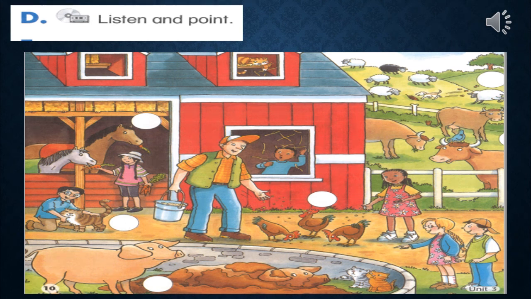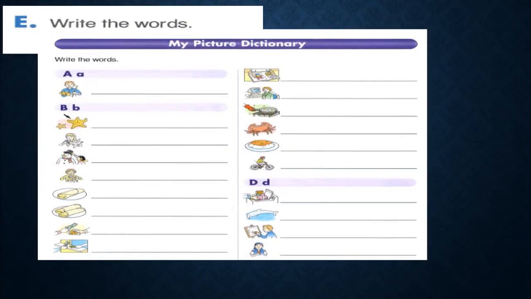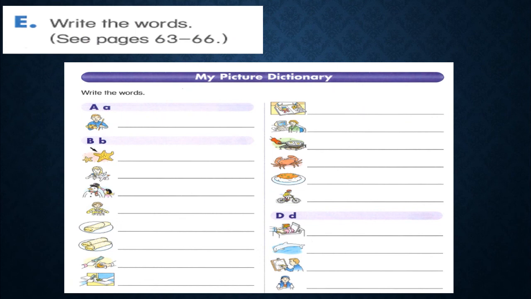Okay, finish. Okay, now start section E together. Section E. Okay, write the words. See pages 63 until 66, okay? I want you to use the words in word time. There are 6 words to complete in my picture dictionary in your textbook. Okay? And let me check too, okay?